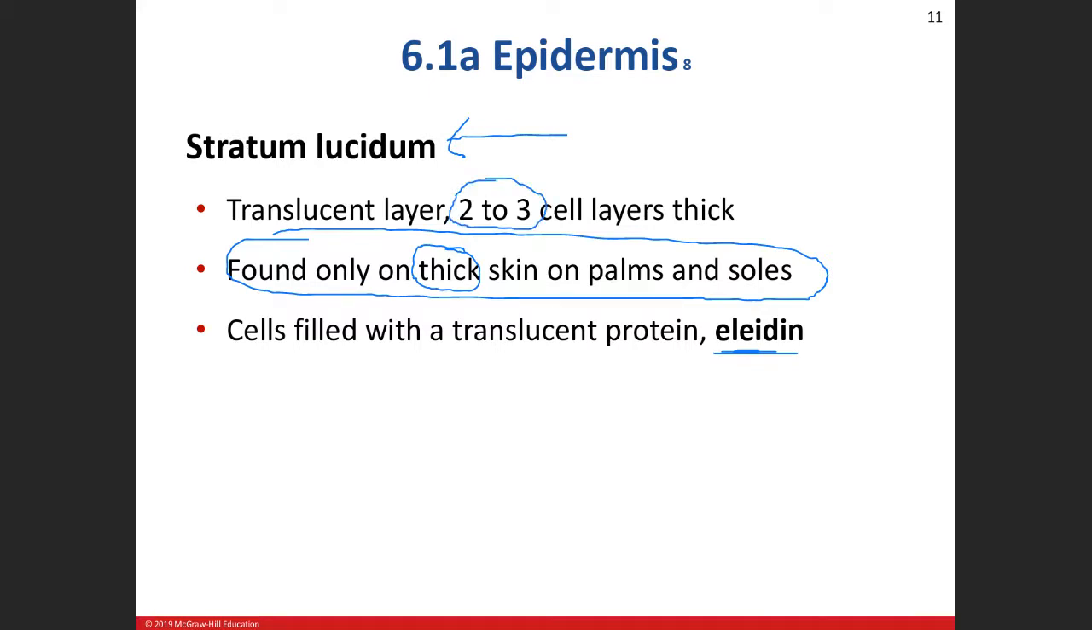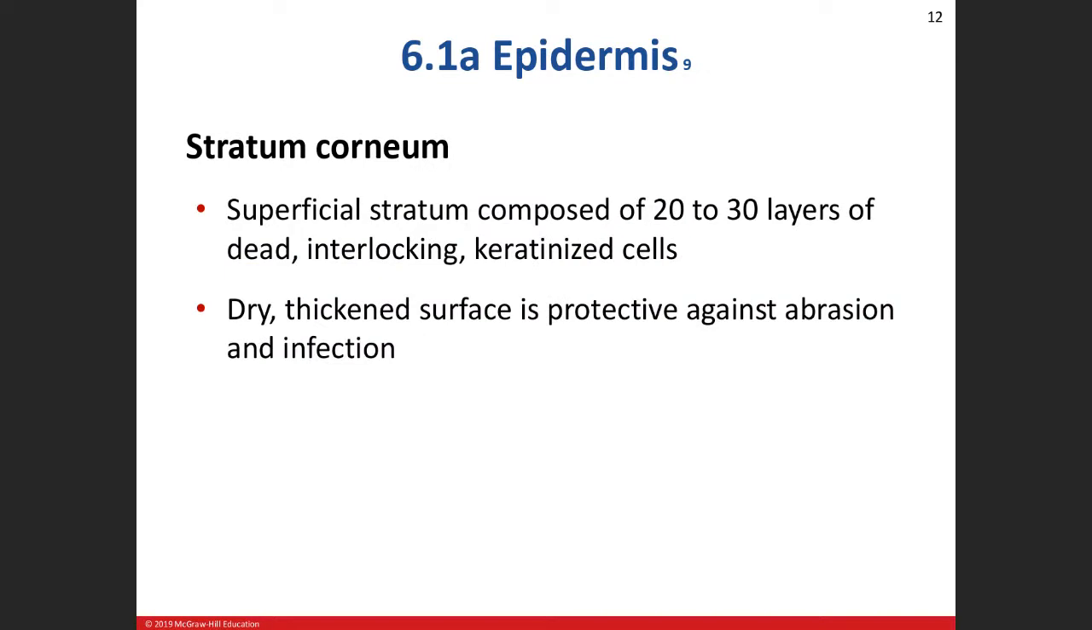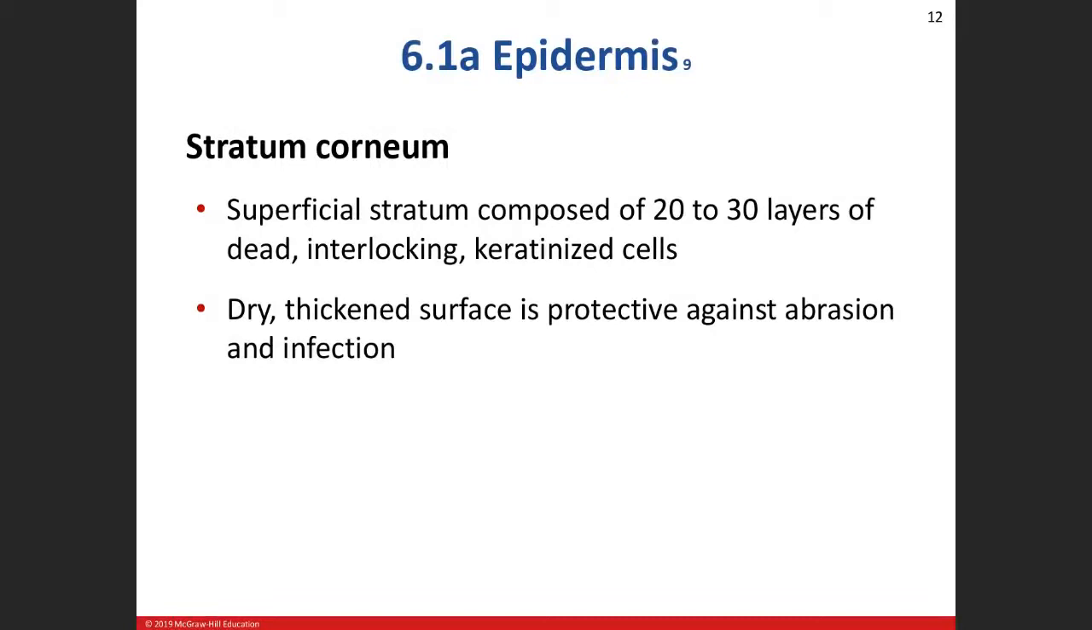Like the granulosum, that was 3 to 5 cell layers thick, not too thick. Now we come up onto the thickest one of all 5 layers. This is the outer layer. So I essentially am looking at your stratum corneum. You're holding hands with their stratum corneum.